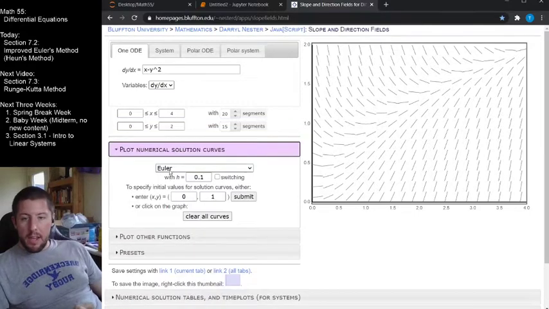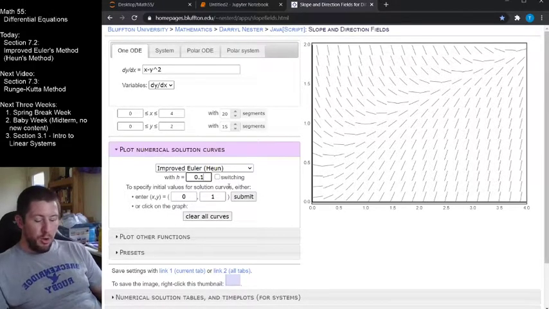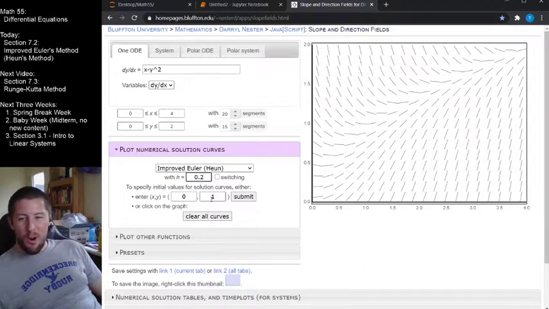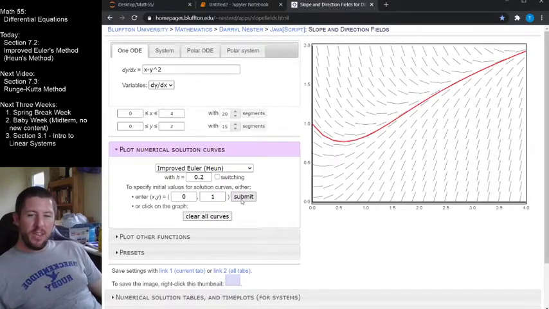Even better than that, when I go to my choices right here, I'm going to pick improved Euler, also known as Heun. And in fact, we can even set our h value to be 0.2. That's our delta t that we had right there, right? And even more than that, I want the exact initial condition of 0, 1. This is the exact initial condition that we used. And we're getting this curve right here.